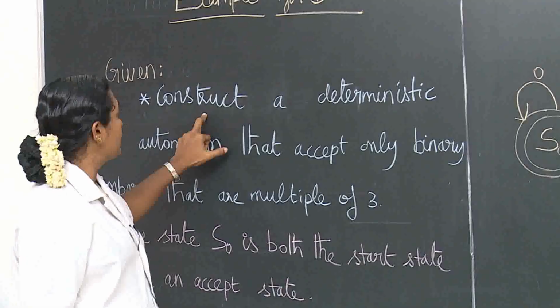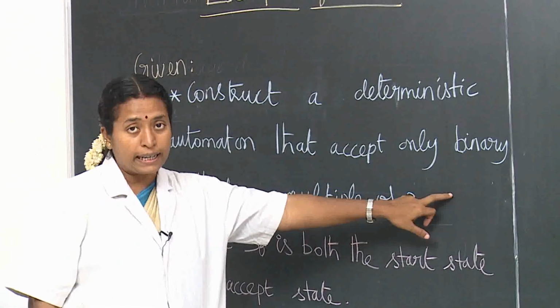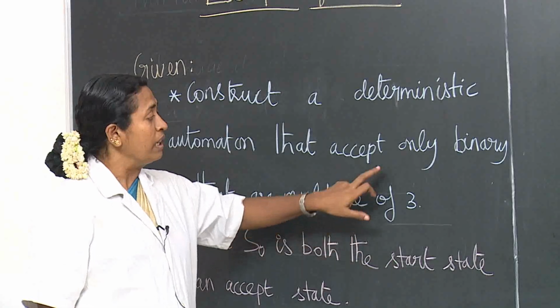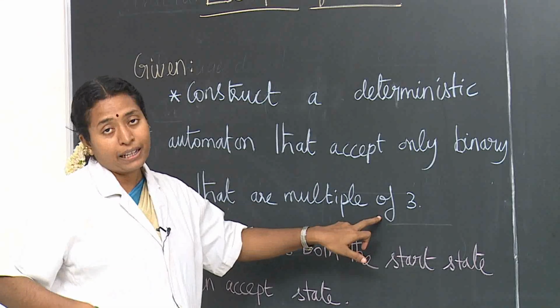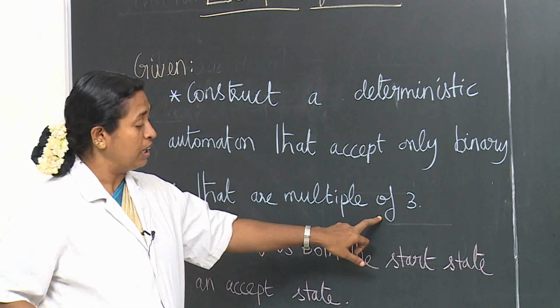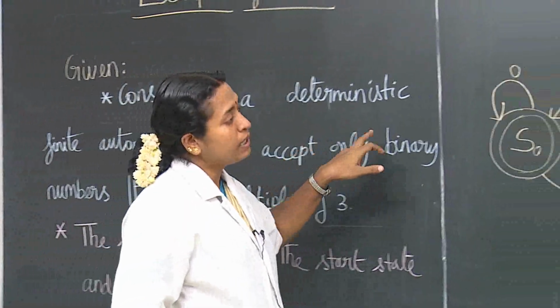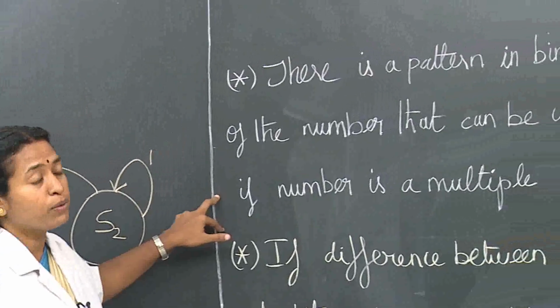Here what I have asked is, construct a deterministic finite automata that accept only binary numbers that are multiple of 3. Binary numbers means zeros and ones. Okay, here we can see the solution for this first. Here there are two things we have to consider for the multiple of 3.